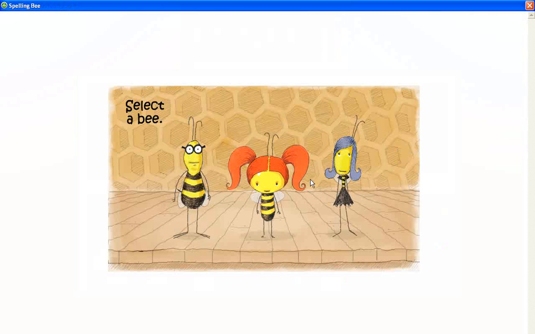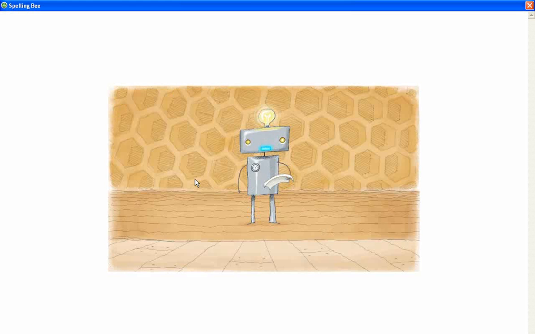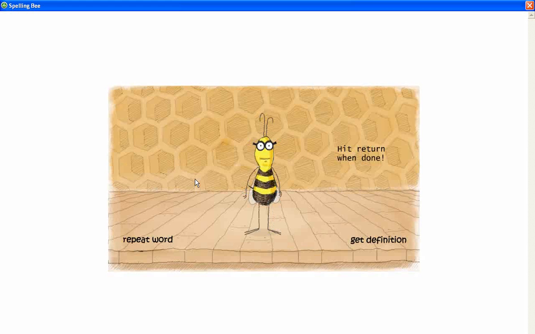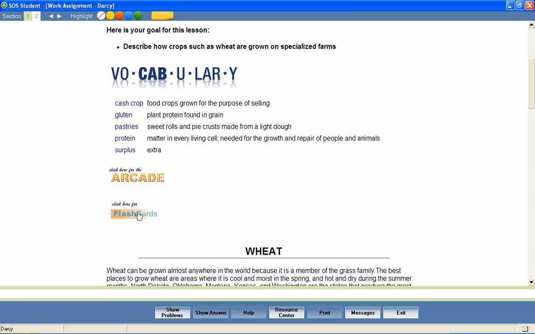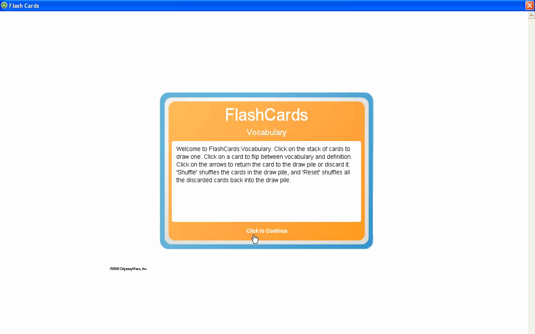Let's look at a sample. Spell the word cash crop. C-A-S-H space C-R-O-P. Flashcards allow students to easily review the words and their definitions.